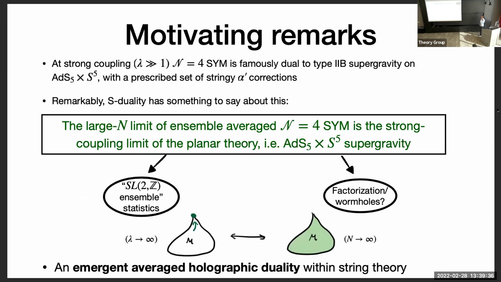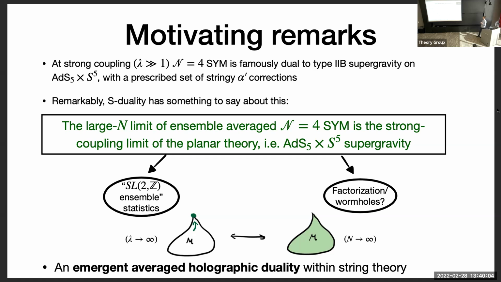Now, of course, at strong coupling, planar N=4 is famously dual to type IIB supergravity on AdS5 times S5 with a prescribed set of stringy corrections. And perhaps surprisingly, S-duality has something to say about this. The main take-home message is that the large N limit of ensemble-averaged, in a sense I'll define shortly, N=4 super Yang-Mills is the strong coupling limit of the planar theory. In other words, AdS5 times S5 supergravity.